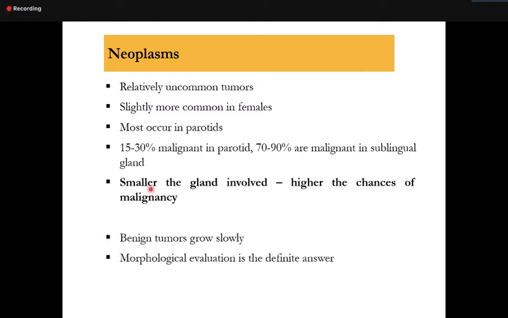Now, generally, we know that benign tumors are well circumscribed, they have a capsule and they grow slowly. This is true for benign neoplasms of the parotid gland and other salivary glands. But sometimes this does not hold true, and morphological evaluation, that is biopsy, is the definitive answer in some cases for the definitive diagnosis and differentiating among these tumors.